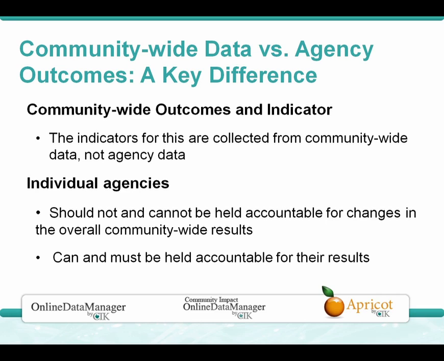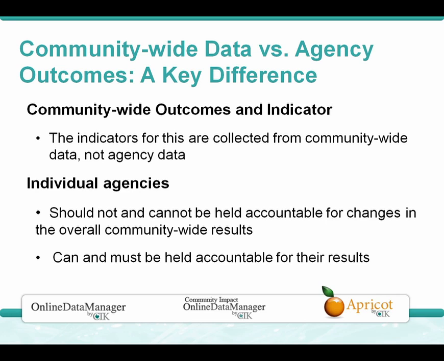They're two different things. The community-wide outcome indicators need to come from community-wide sources like the school district if you're tracking graduation rates, census data if you're tracking income levels, health statistics from your health department if you're tracking those kinds of things. So your individual agencies or grantees should not and cannot be held accountable individually for changes in the overall community-wide results. They contribute to it individually, but they can't be held responsible for it.